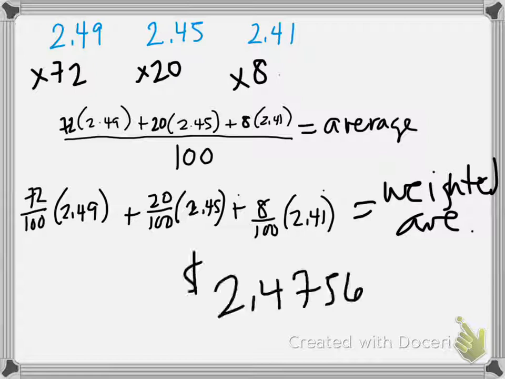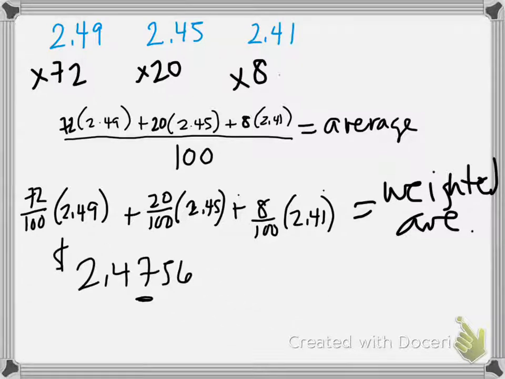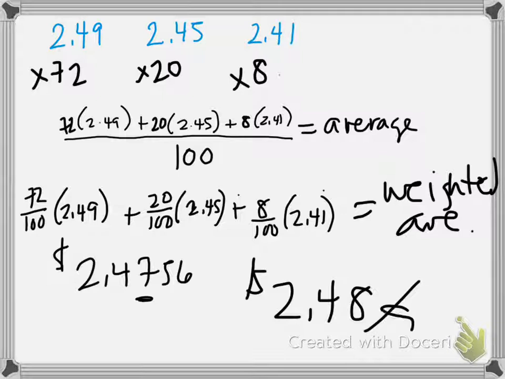You should be calculating. I get $2.4756 per gallon. Now, how many sig figs do we have? 3. We're going to assume that our percentage values have infinite sig figs. But in terms of our measured price of gas, our correct recorded answer with sig figs would be a weighted average of $2.48 per gallon.